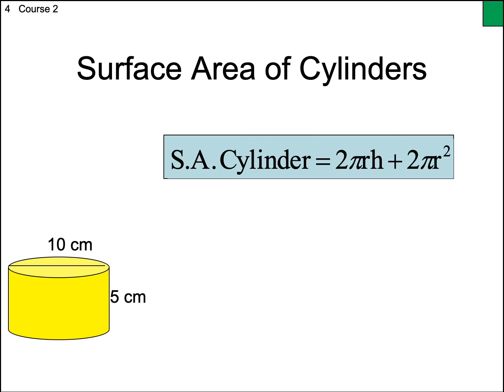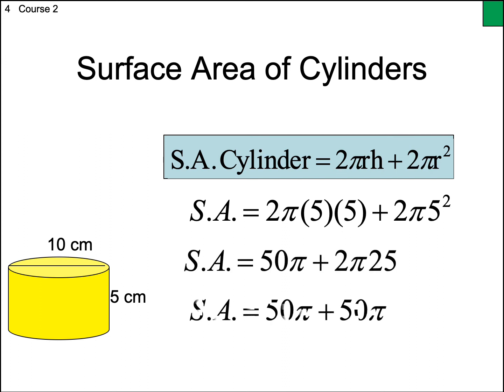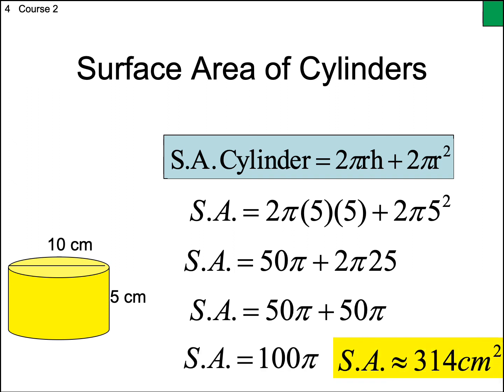All right, so let's see. Hopefully you've got the correct answer. The radius in this case is not 10, it's 5, because I gave you the diameter. So it would be 2 pi radius height, 5, 5, plus 2 pi, 5 squared. 5 squared is 25. 5 times 5 is 25. Double that's 50. 2 times 25 is 50. 50 plus 50 is 100. This would be 100 times 3.14. So hopefully you got 314 centimeters squared.